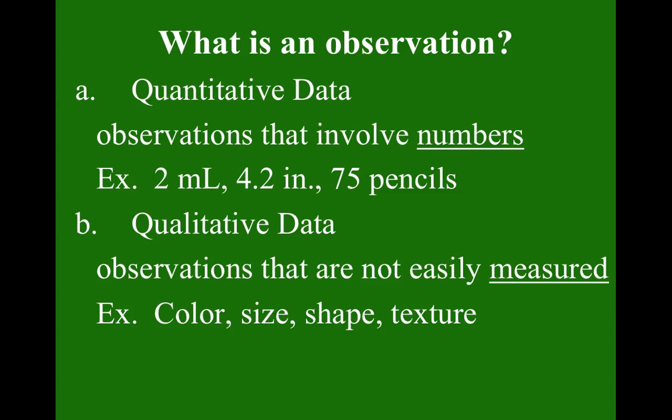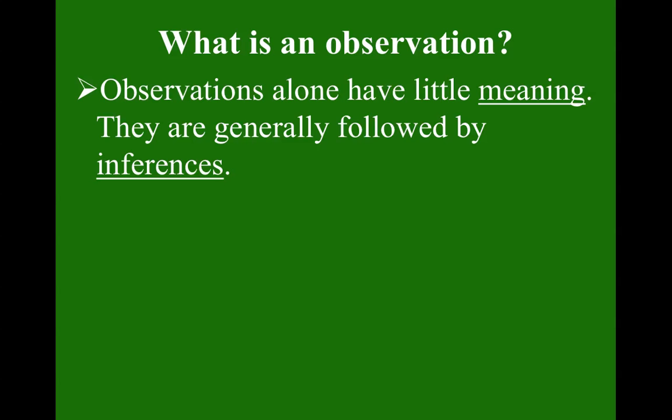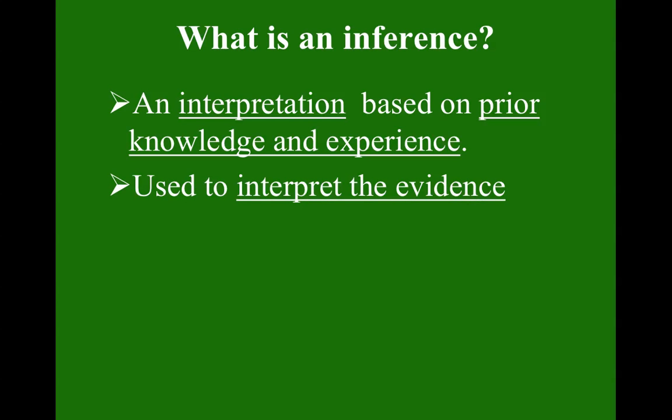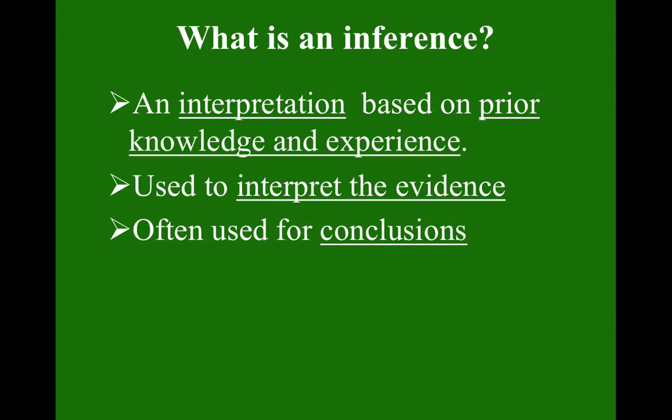What we have to understand, though, is that no matter if it's a quantitative observation or qualitative observation, by themselves observations have little meaning. We generally follow them with an inference. So, what is an inference? An inference is a way of interpreting those observations based on our prior knowledge and experience. So, we take the evidence, the data that we collect from our observations, and we interpret them. And what this does is it helps us draw a conclusion.